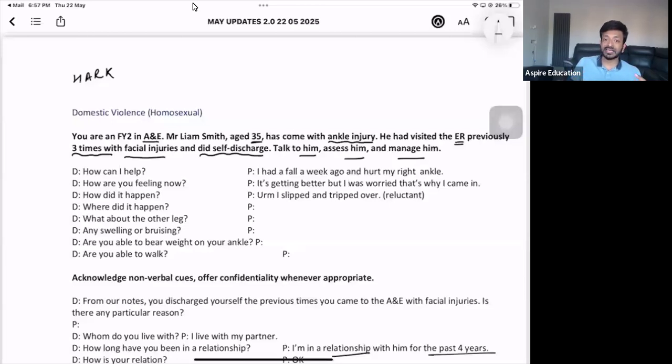You went into the cubicle and you saw the patient is fidgety, not making eye contact, and you offered confidentiality straight away. Don't do that. So what I want you to do is take a bit of history on the ankle, acknowledge those non-verbal cues, and talk a bit about facial injuries as well. This patient is not opening up. Now offer confidentiality. So take a bit longer, take a bit of time.